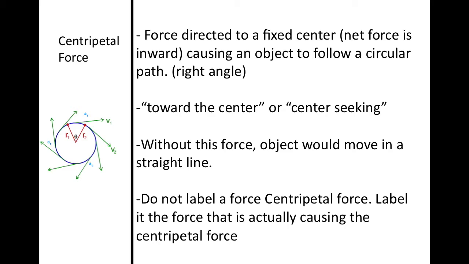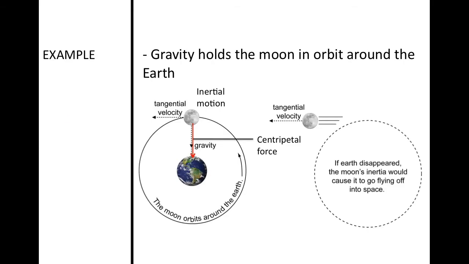One thing to note is that you do not want to label a force centripetal force, which is denoted as F sub c. You actually want to label it the force that it actually is, and it is the force that is causing the centripetal force. For example, gravity is a real force that holds the moon in orbit around the Earth. So you would not want to say centripetal force for this force. You would say gravity, which we know to be F sub g or mg.